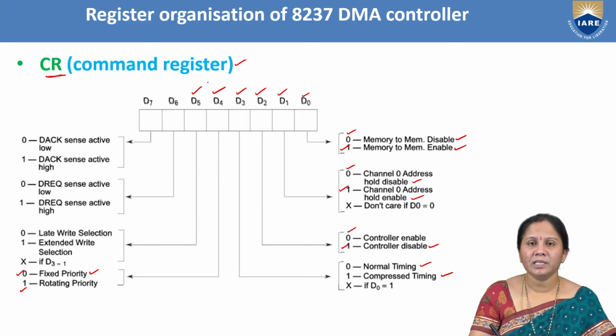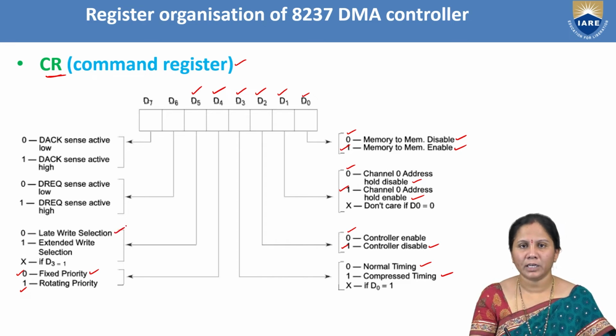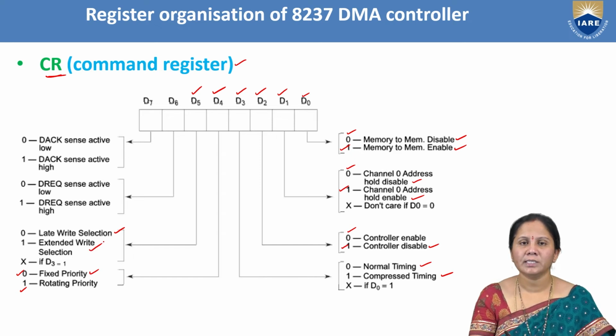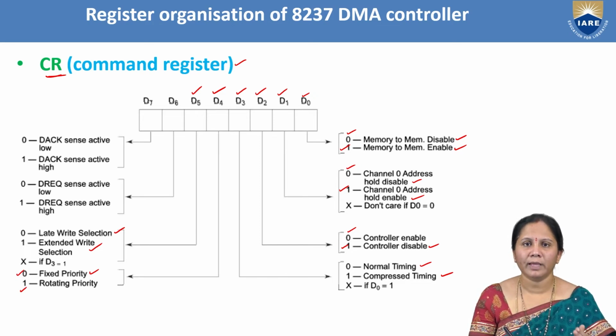And the next one is the D5 bit. If it is 0, it is late write selection. If it is 1, it is extended write selection. Extended write selection means the write operation can be performed one cycle earlier than the actual operation, so that the processor can know the type of operation that has been performed.